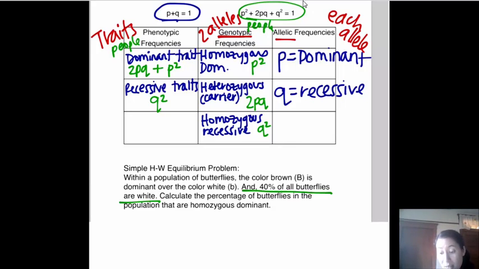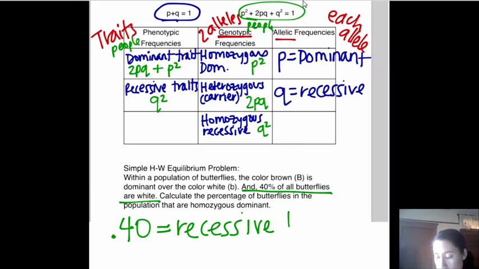So I think about how that fits in. It's 40% are white, which they said is not dominant over the color brown. The color brown is dominant over white. So that must mean that white is the recessive trait. Okay, so they told me 0.40 or 40% of my butterflies have the recessive trait, which means that they are q squared.